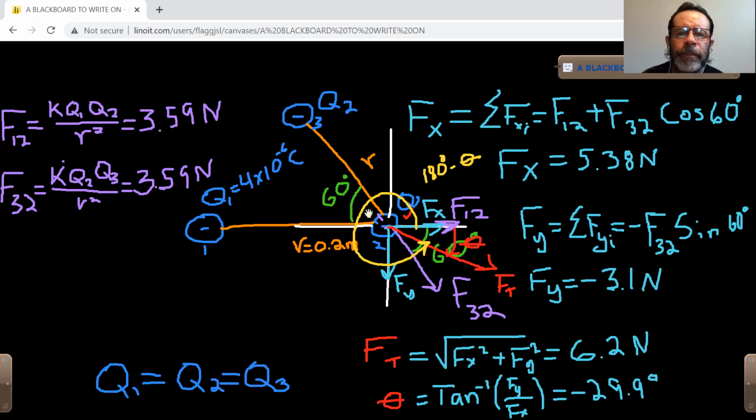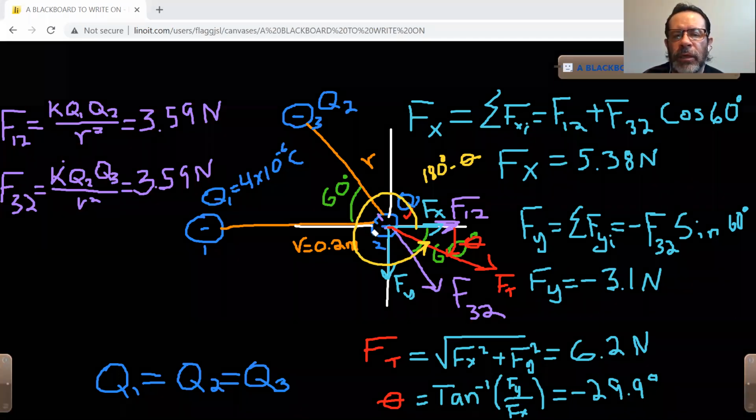Okay. So the final answer would be the 6.2 at the angle that we found. Yep. And that is what we found right here, the force at the point in the middle, in Q2. Correct. It's the total force that's being exerted on Q2, the product of all of the rest of the forces that are acting there. And that's because this is where we're doing the free body diagram.